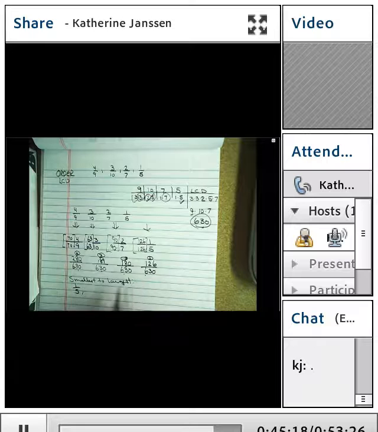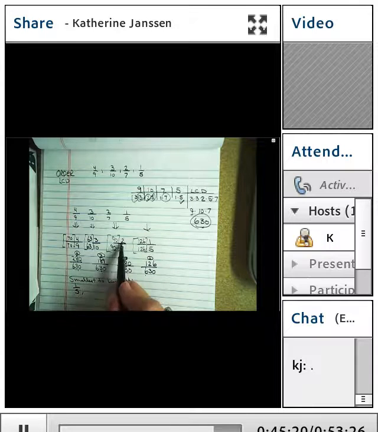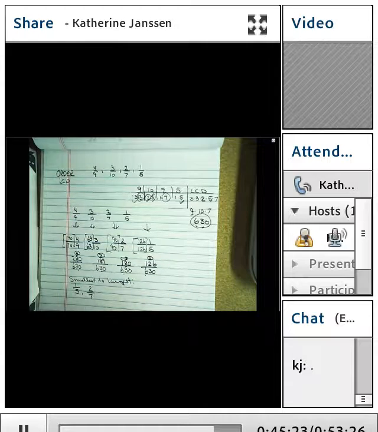Next is 180 over 630, which is 2/7. Next is 189 over 630, which is 3/10. And the largest is 4/9. So in order from smallest to largest, I have 1/5, 2/7, 3/10, 4/9. So again, in order, you need to have a common denominator, and then you can compare the numerators to arrange to a specific order.